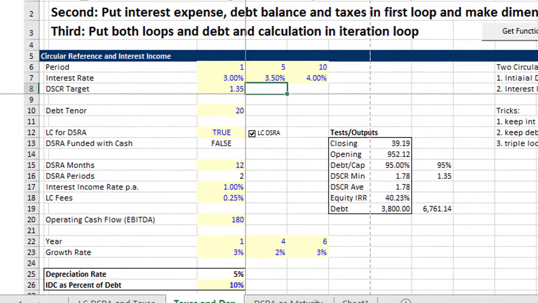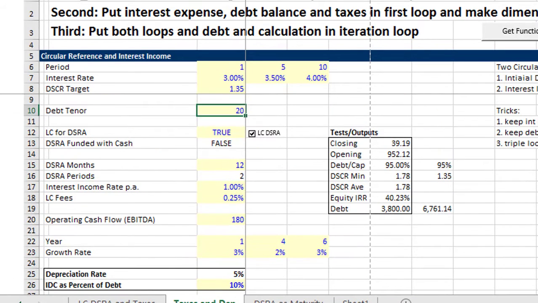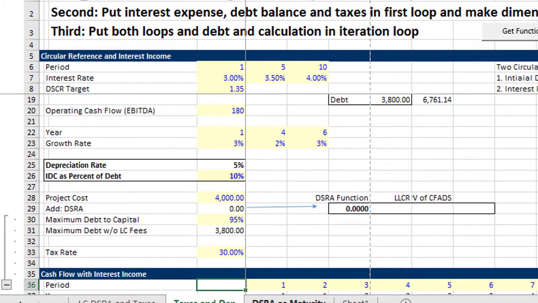And the real idea of this lesson is that now we're starting to get it complete. We have different things. We have the LC fees, the letter of credit fees from a parent. We have the months of the DSRA. We have an interest rate of the DSRA. We have all of these problems, including a tax rate, that can cause real difficulties in this sculpting and debt sizing nightmare. The next one is going to be using the DSRA as a maturity.